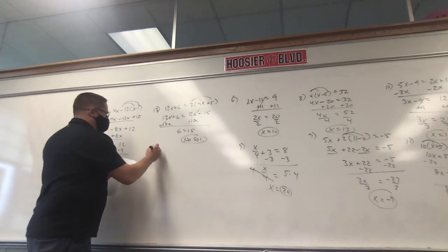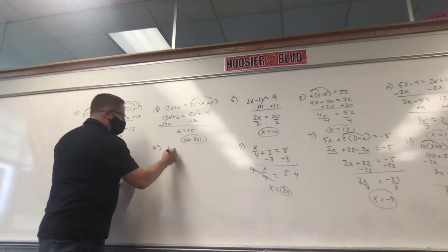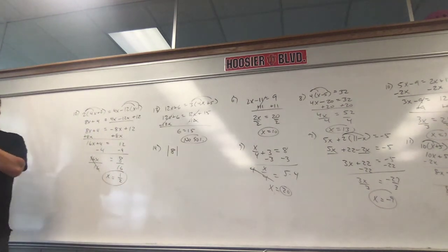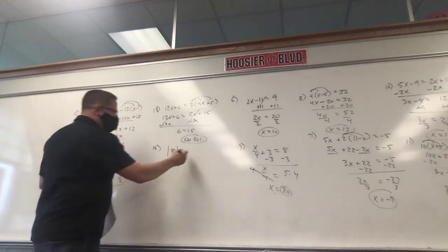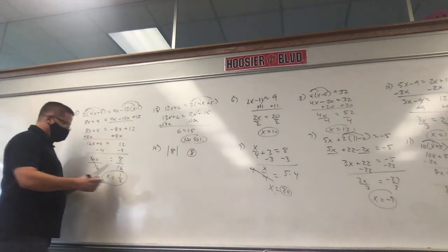Okay? 14. I will not tell you on test day what the heck this is saying. What are those bars? Absolute value. Okay, what's the absolute value of positive 8? 8. Good. It's not the opposite value. No, it's the positive value. What's the positive value of 8? It's how far the number is from 0. 8. Okay, 15.